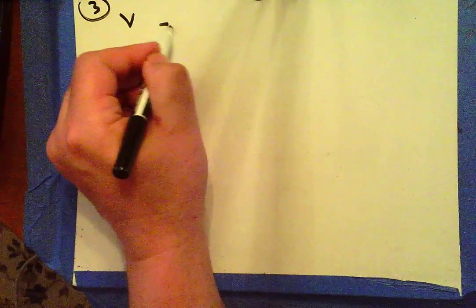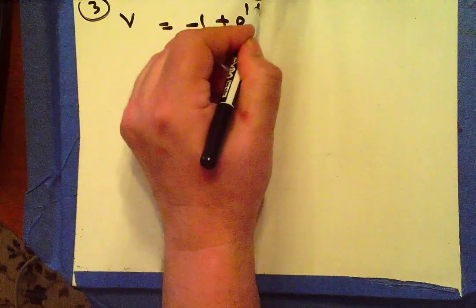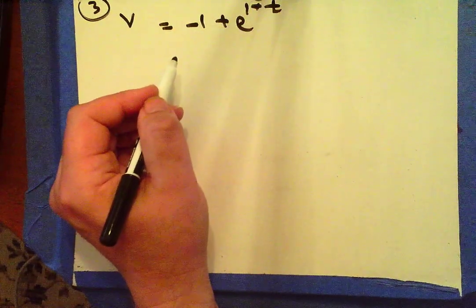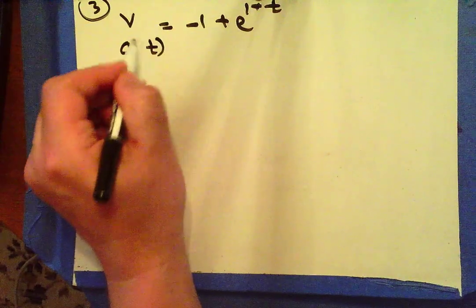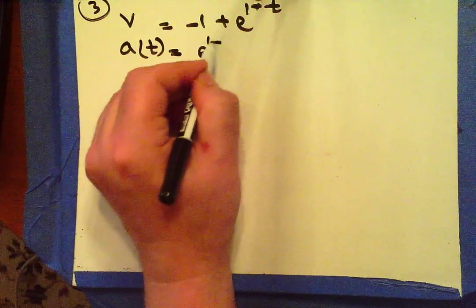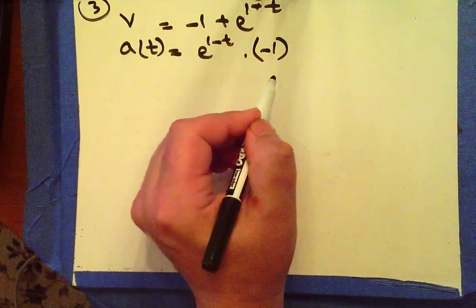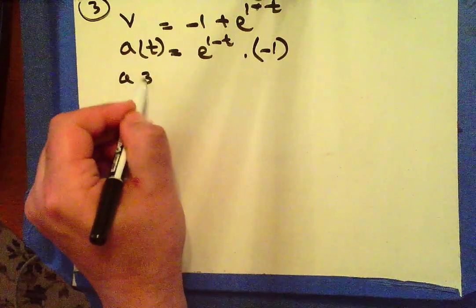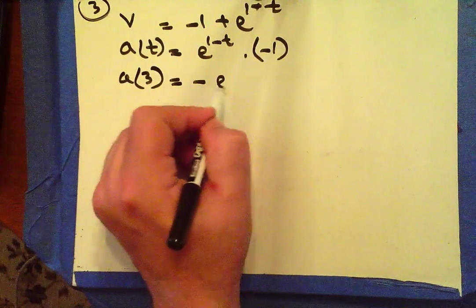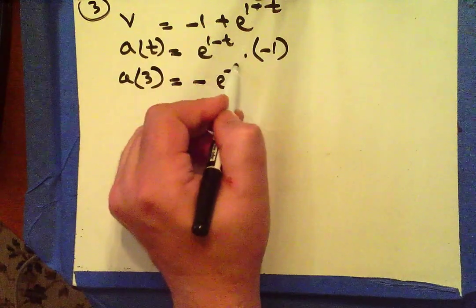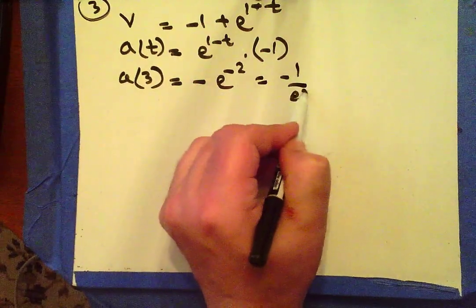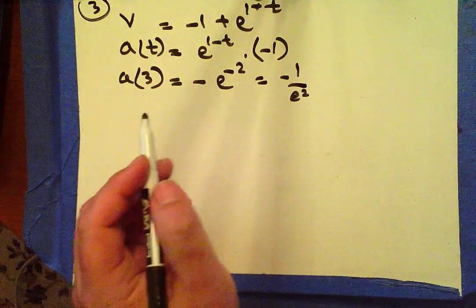Let's take a look at problem number 3. Problem number 3, v is given by negative 1 plus e to the 1 minus t. Find acceleration at 3, so a of t is e to the 1 minus t times the derivative of the inside function, which is negative 1. And a of 3 then is negative e to the minus 1 minus 3 is minus 2, or negative 1 over e squared. Okay, there's a of 3.